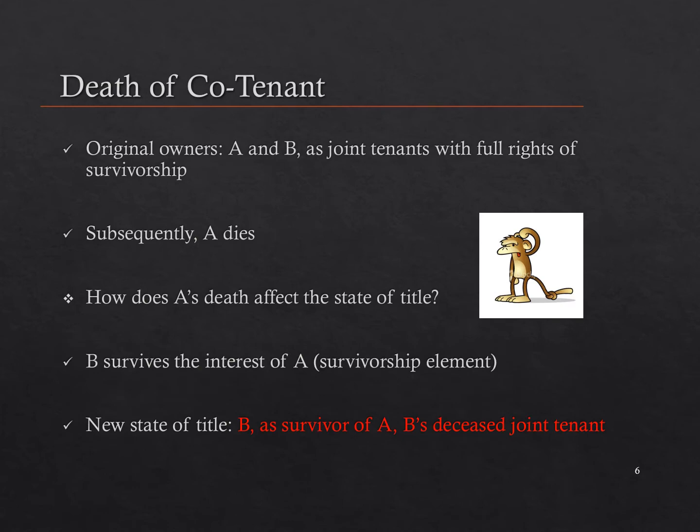Now, when you're dealing with the death of a co-tenant in this tenancy, it's really as simple as it gets, and it functions identically to the joint tenancy. Here we have the original owners, A and B, as joint tenants with full rights of survivorship. Subsequently, A passes away. How does A's death affect the state of title? Well, B would survive to the interest of A, and this is the survivorship element of this estate that is very attractive and powerful. So after A's death, the new state of title would be B as survivor of A, B's deceased joint tenant.